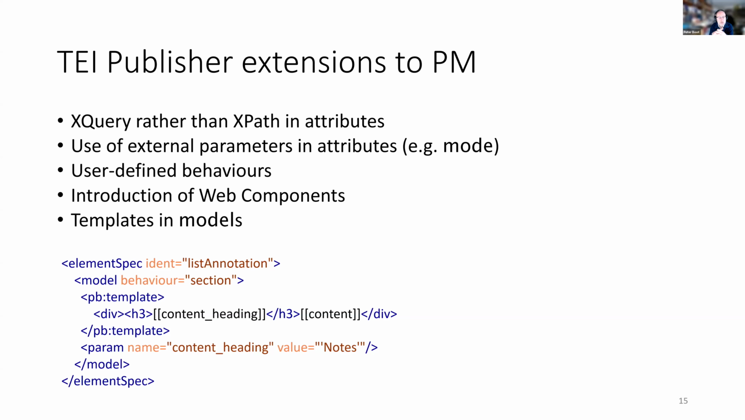TEI Publisher allows you then to use this template, which we see here. And within the template, we have parameterized HTML fragments. So we have a heading, and the content heading parameter, which contains the literal "notes", will go into the heading. And the content, so that's the content of the list annotation elements, will go after the heading. And then the processed templates will be provided with the behavior section. So that's very elegant. If you know a bit of HTML, you know immediately what's going on.